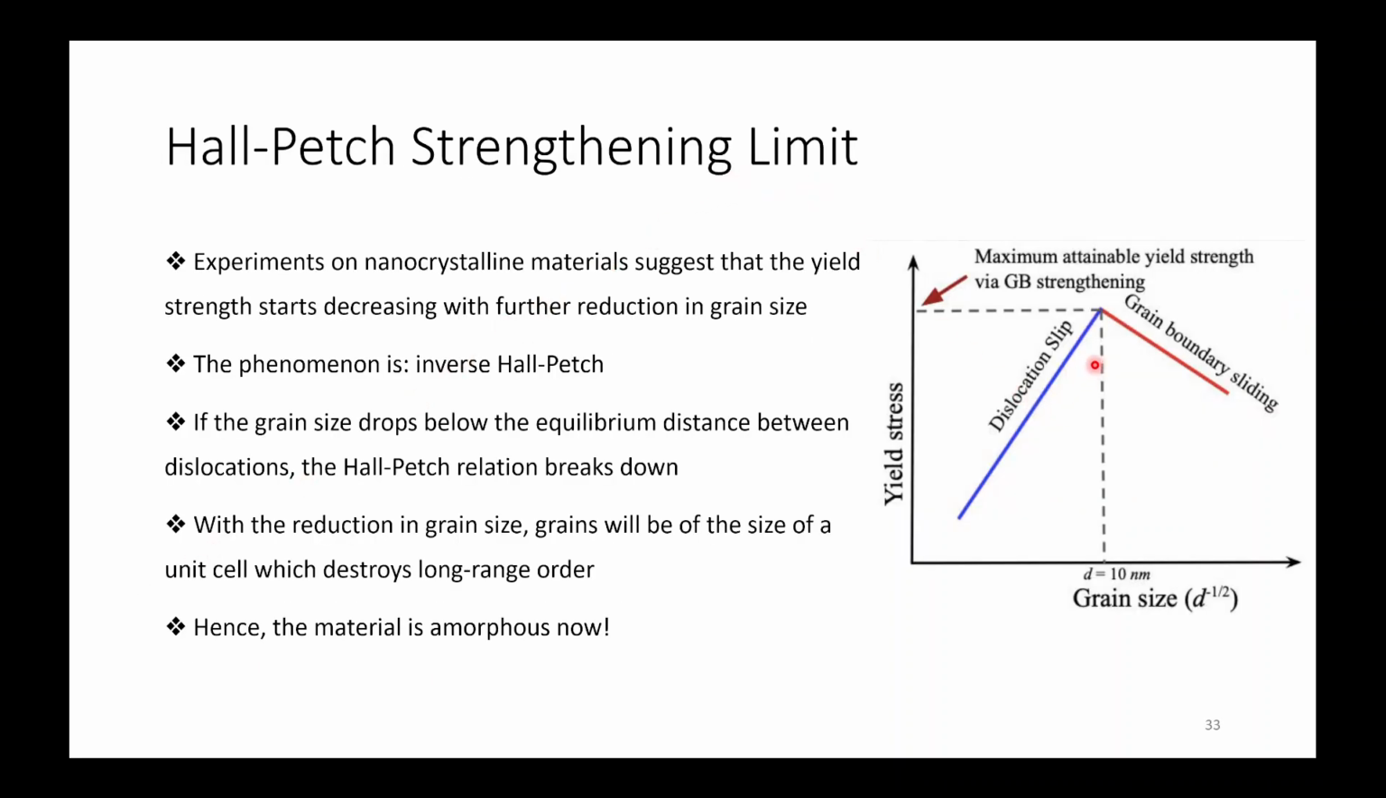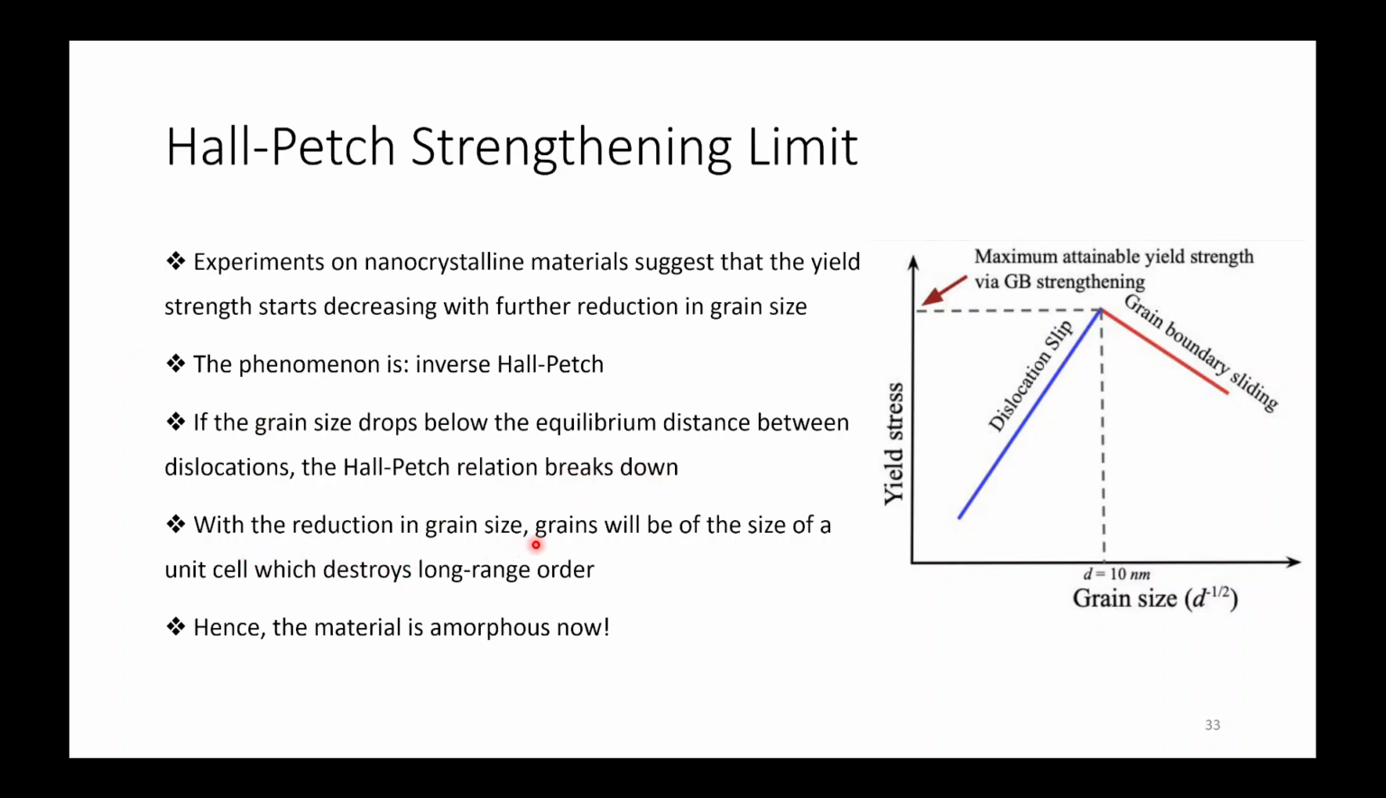Hall-Petch strengthening limit. So up to a certain point, as I told earlier, in case of lesser than 10 nanometer size, there will be an inverse Hall-Petch relation. So this is the maximum attainable yield strength using grain boundary strengthening. Experiments on nanocrystalline material suggest that the yield strength starts to decrease with further reduction in grain size, and the phenomenon is known as inverse Hall-Petch. If the grain size drops below the equilibrium distance between dislocations, the Hall-Petch relation breaks down.